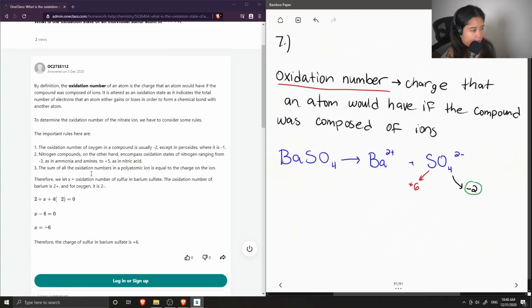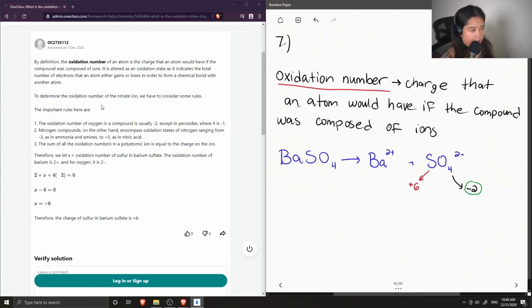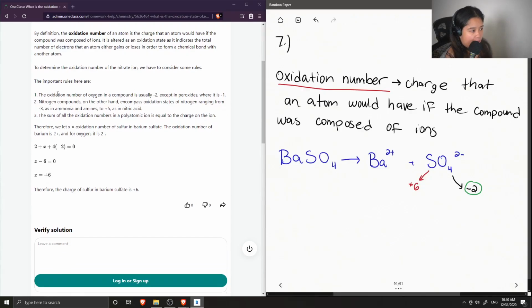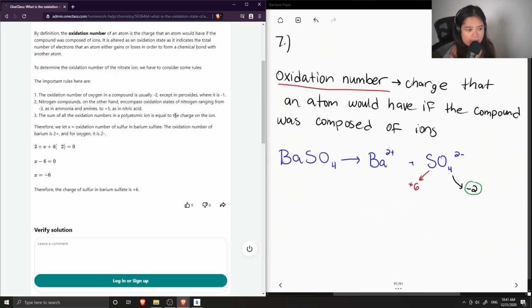To determine the oxidation number of the nitrate, and I think they mean the sulfate ion, we have to consider some rules. The important rules are the oxidation number of oxygen in a compound is usually -2, except in peroxides where it is -1. Nitrogen compounds, on the other hand, encompass oxidation states of nitrogen ranging from -3, as in ammonia and amides, to +5, as in nitric acid. The sum of all the oxidation numbers in a polyatomic ion is equal to the charge of the ion.